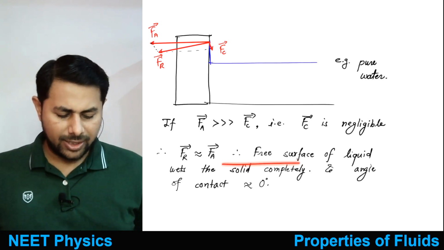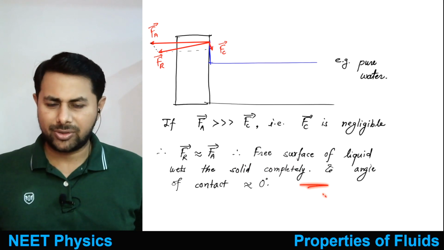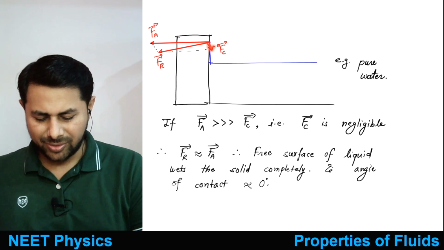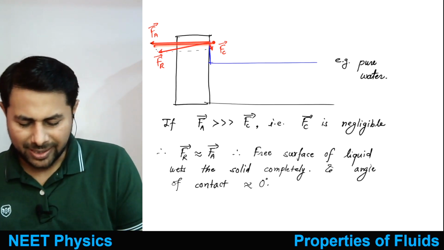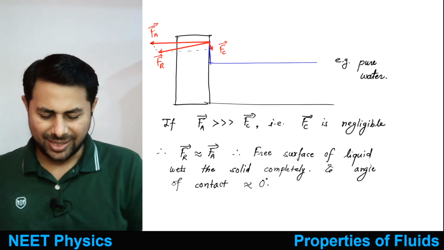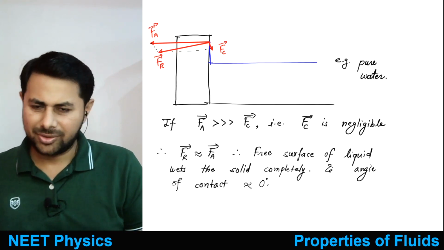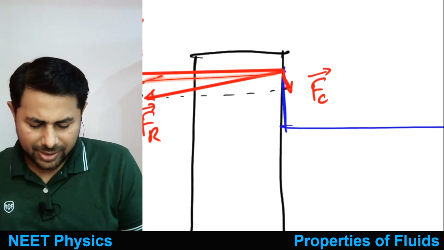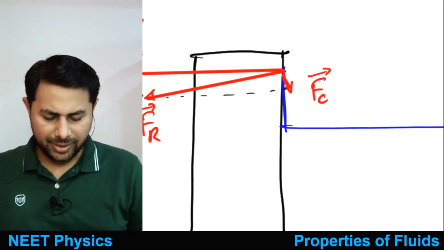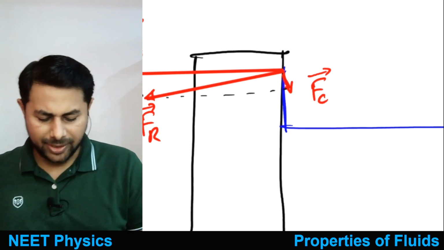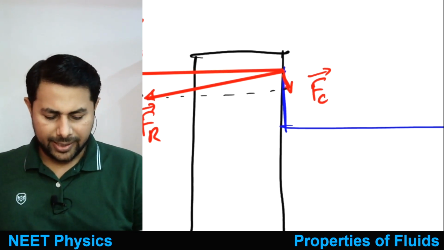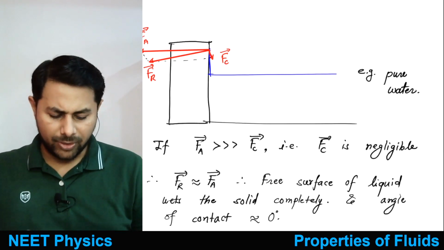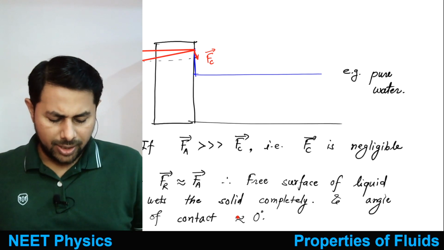And we know that water can wet most of the surfaces. So for water the cohesive force would be much smaller compared to the adhesive force. That's why this resultant force, and this is also an exaggerated diagram, would be just like this. It will be well inside of the solid surface. And therefore, if you talk about the angle of contact here, it would be very small, almost zero.